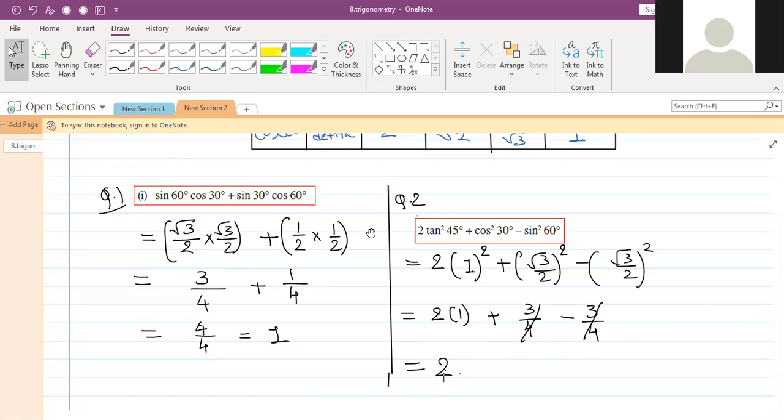Understand? Similarly, we can also find different values using this. I can take one more combined example of all the ratios.